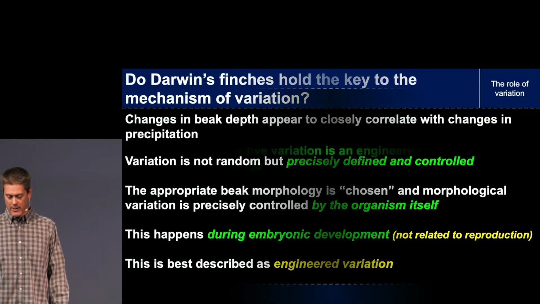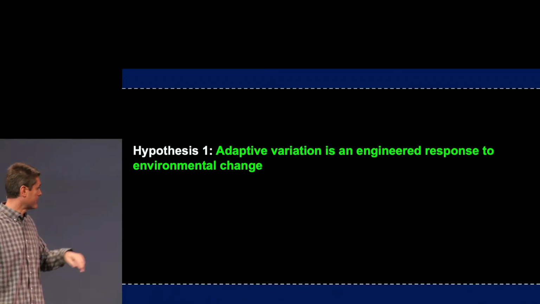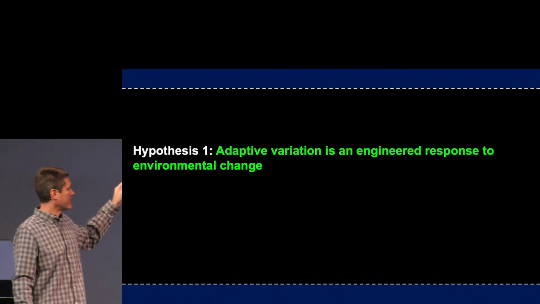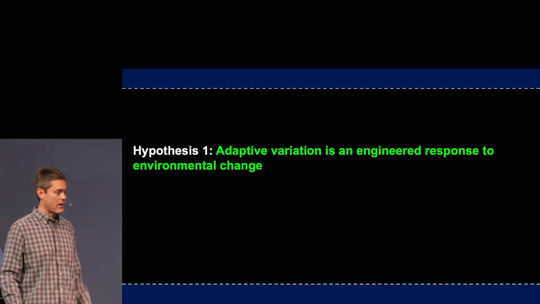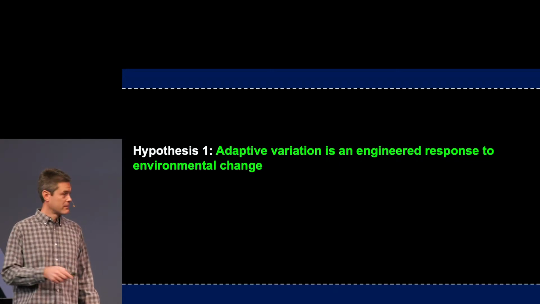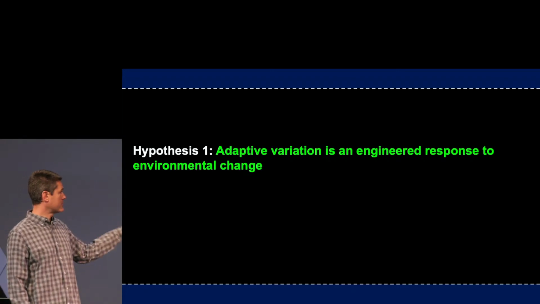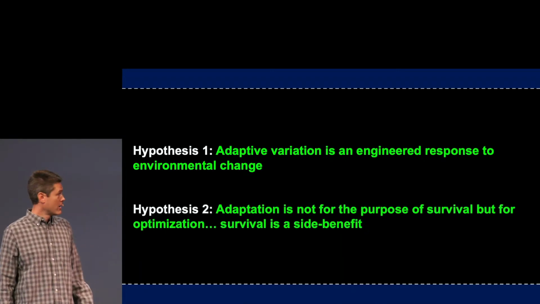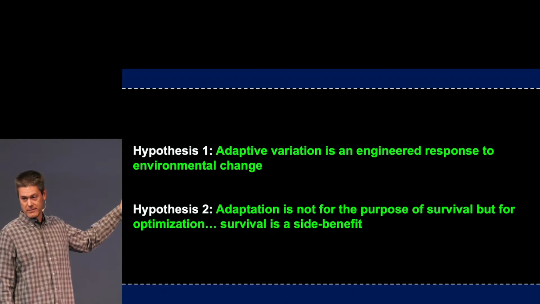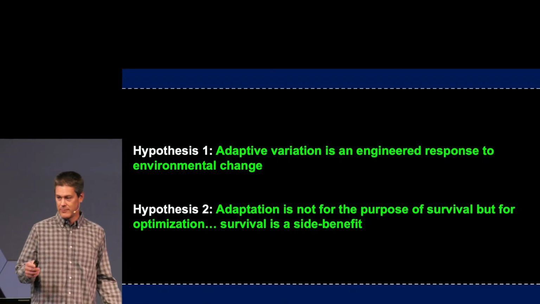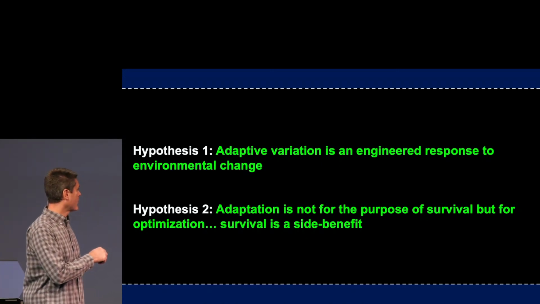So this leads to a couple hypotheses about the mechanism of adaptation. The first is that adapted variation is an engineered response to environmental change. The second is that adaptation is not for the purpose of survival, but for optimization, and survival is just a side benefit. So what do I mean by optimization?